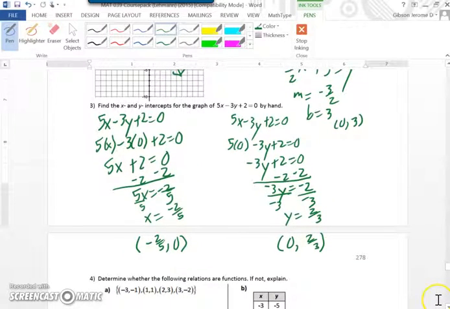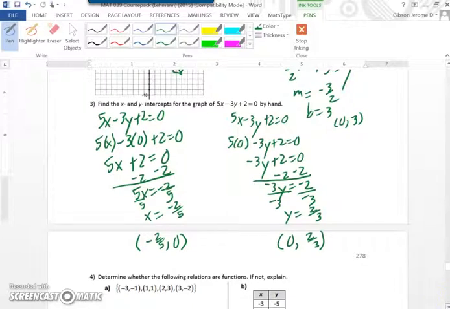Okay, now, are there any questions from page 1 of the review? Okay, we go to page 2.